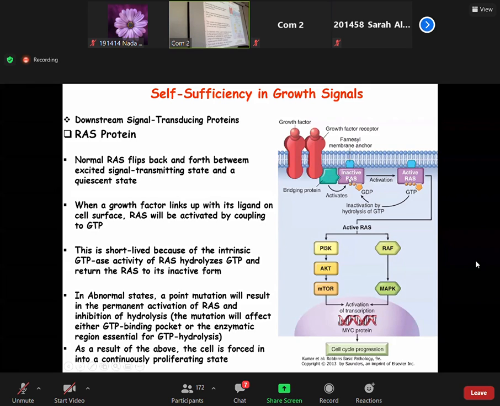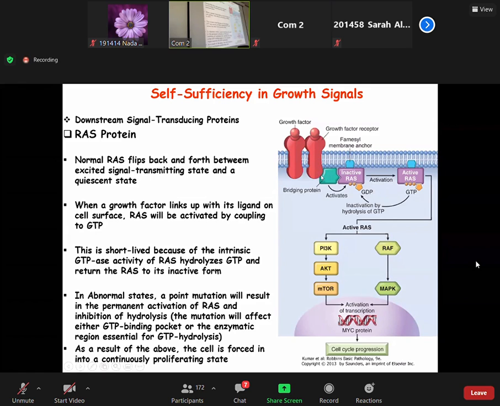It is kept in an inactive form through two mechanisms. One of them is a bridging protein that ties the RAS to it, thus keeping it inactive. The second way for it to be kept inactive is through binding GDP, the guanine diphosphate. What happens is that the other connection of the bridging protein is with the growth factor receptor.